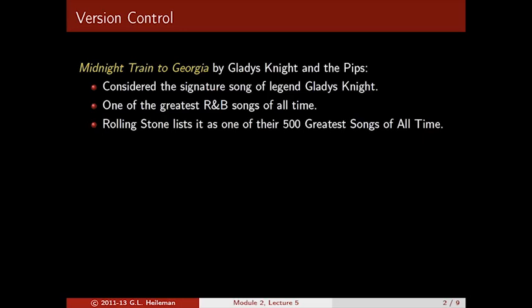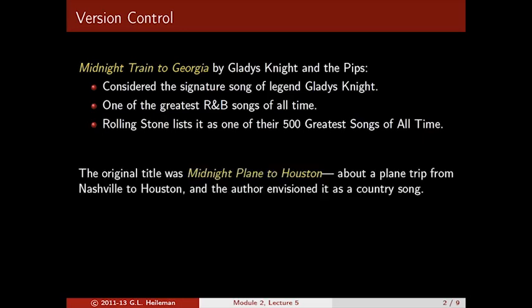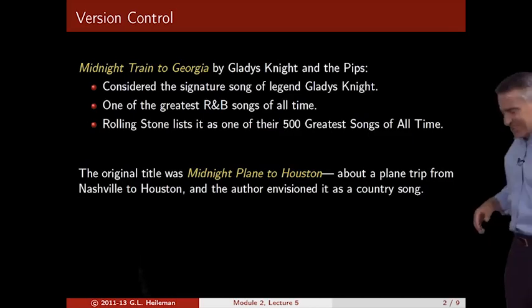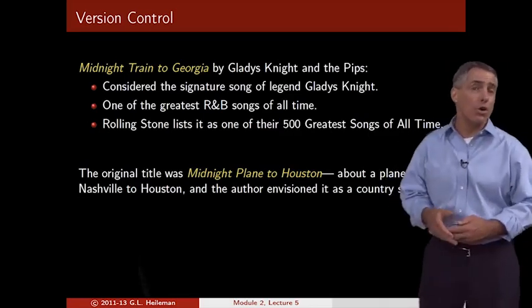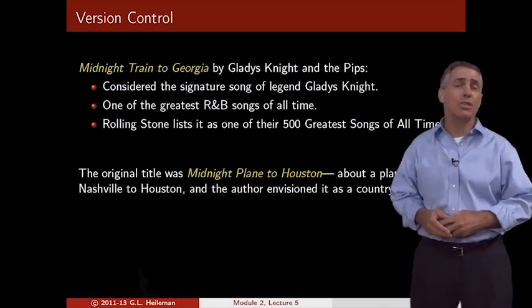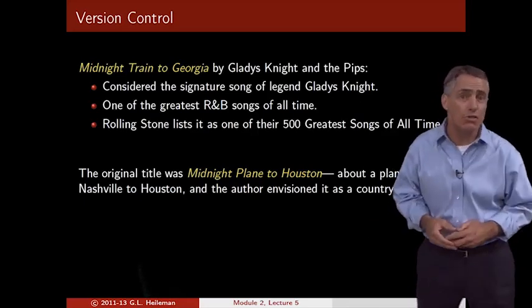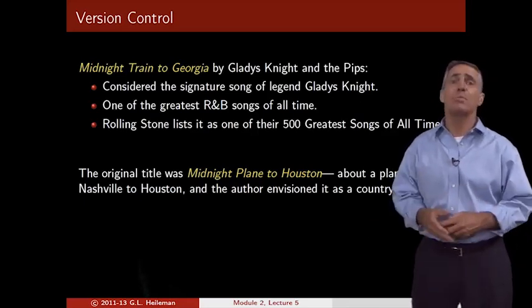Now, why am I talking about this? Well, the first version of this song was called Midnight Plane to Houston, and it was about somebody who was going from Nashville to Houston, not LA to Georgia. So this song evolved over time, and the same thing happens with any creative work. It evolves over time. We'll see the same thing with software.